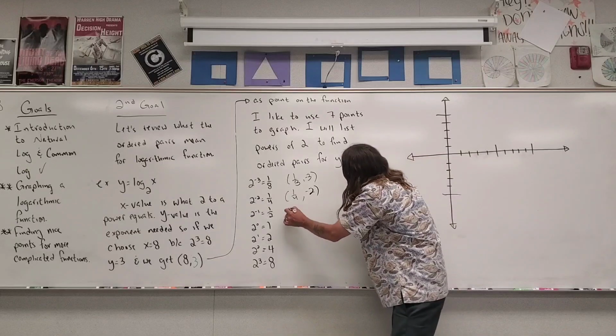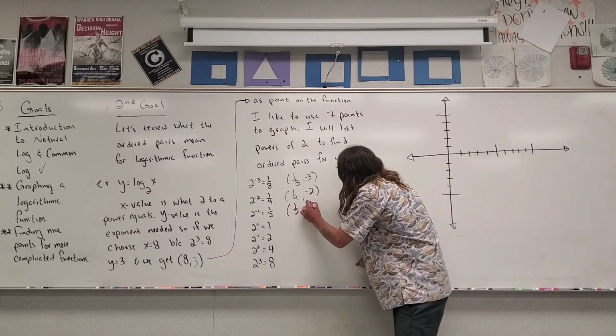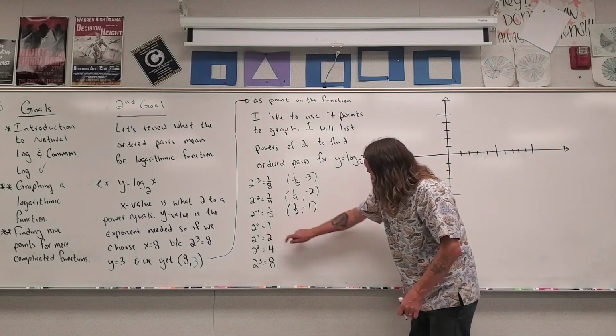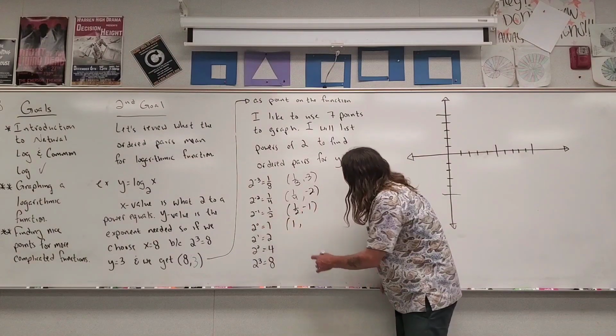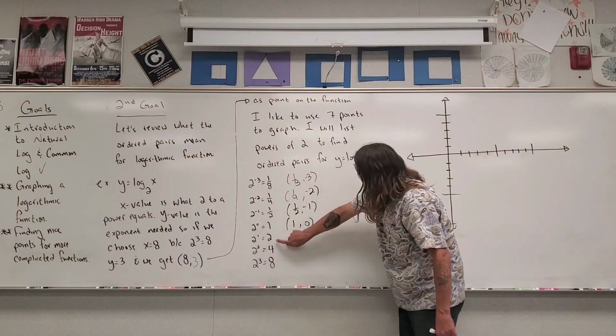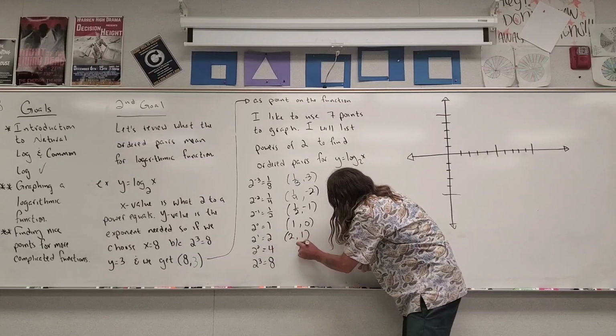Here, my x value is 1/2, and I need an exponent of -1 to get there. Here, my x value is 1, and I need an exponent, or y value, of 0 to get there. Here, my x value is 2, I need an exponent of 1 to get there.